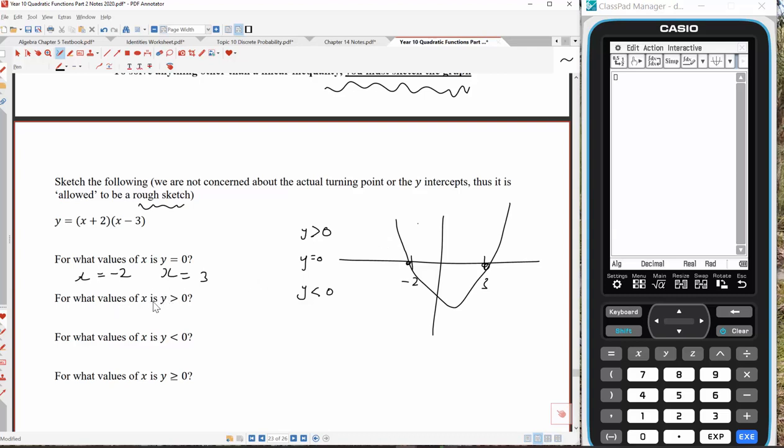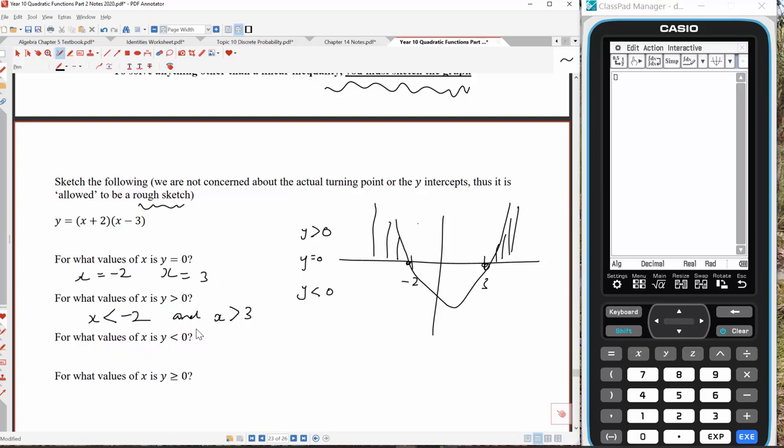Now, when is it going to be greater than 0? So for what values of x will the y values be more than 0? Well, here it is. It's going to be when x is less than -2. So when x is less than -2, what we're going to get is y values that are more than 0. When x is greater than 3, we're also going to get y values more than 0. So we're going to say when x is less than -2 and x is greater than 3.